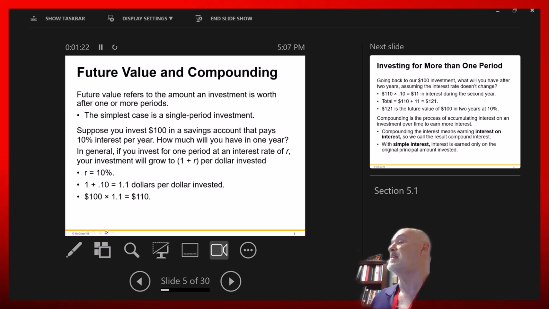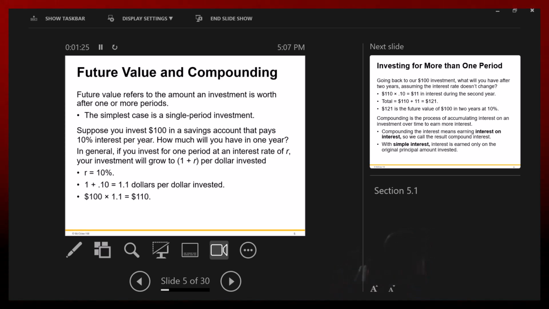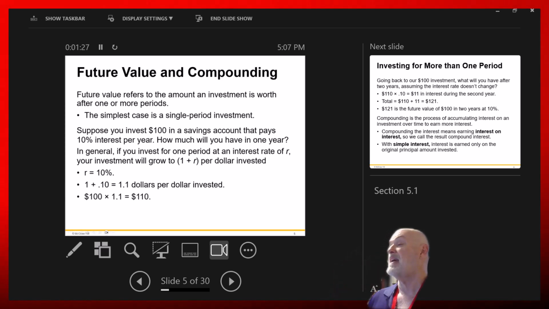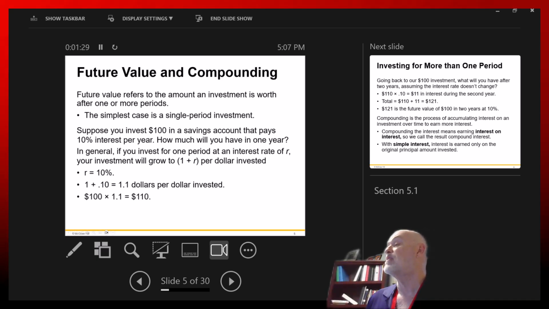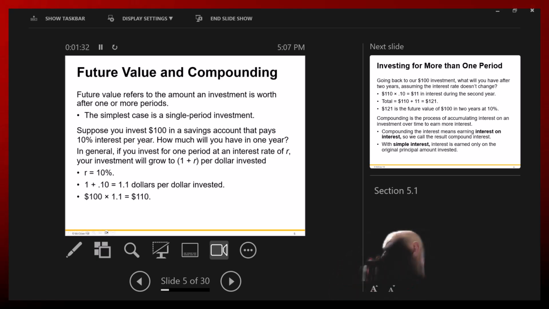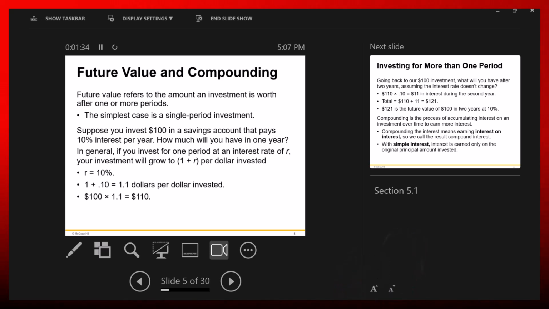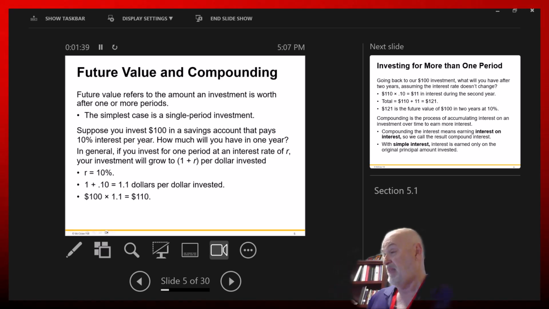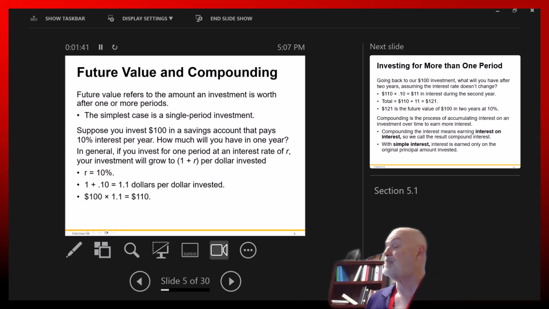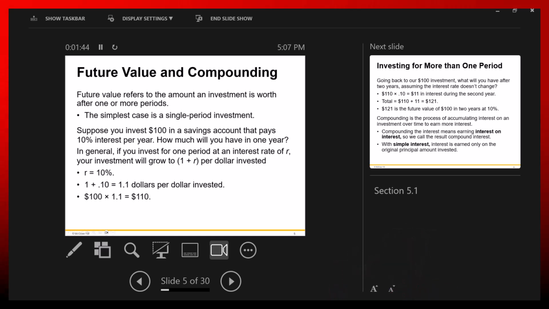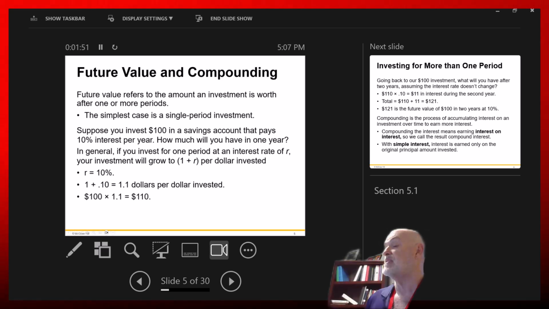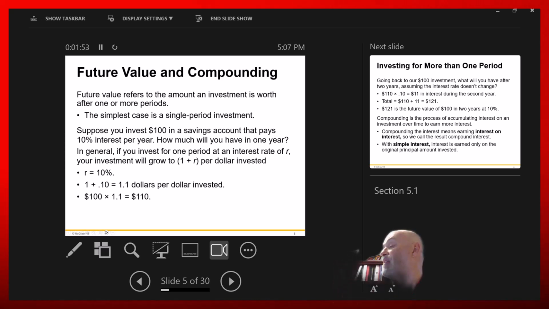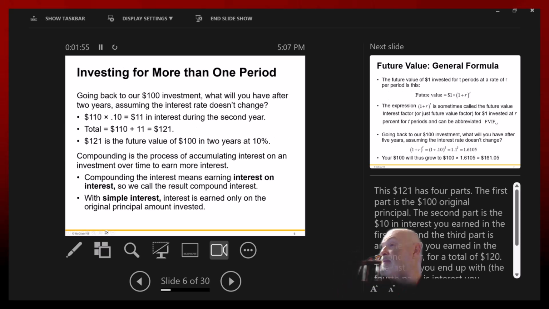Future value refers to the amount an investment is worth after one or more periods. The simplest case is a single period investment where you have $100 in a savings account and it pays 10% a year, if you're lucky. So how much would you have after 1 year if you had $100 in a savings account and it produced 10% interest? Well, the formula is 100 times 1 plus 0.10, which equals $110. So the answer is you'd have $110 at the end of a 1 year period.